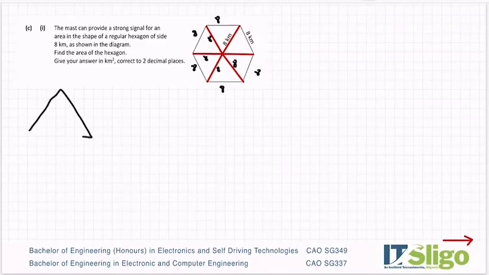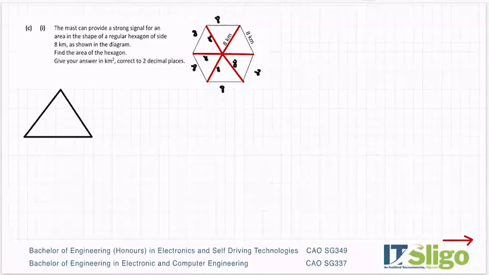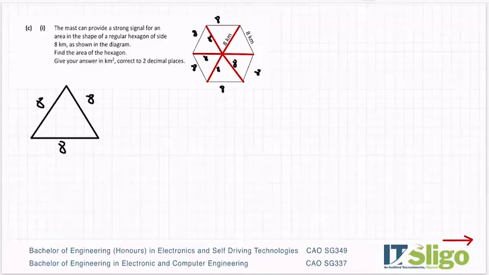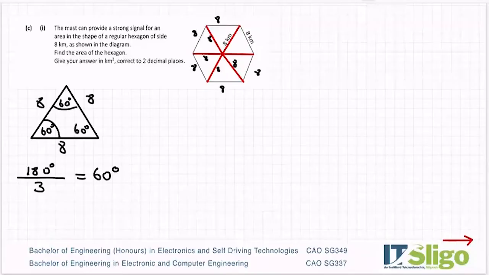Let's draw one of them. Okay, doesn't look very equilateral, but anyway. 8, 8, 8. In an equilateral triangle, angles still add up to 180 degrees. If the sides are all equal, then the angles are all equal. So the angles in an equilateral triangle are always 60 degrees. So how do I find the area of this triangle? Because what I'm going to do then is multiply it by 6 to get the area of the hexagon.